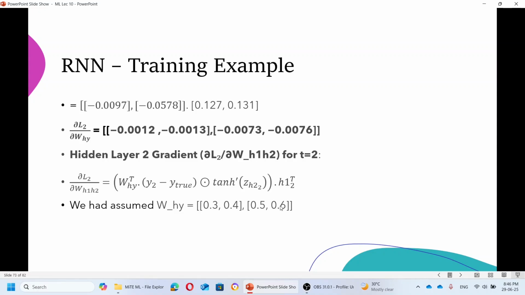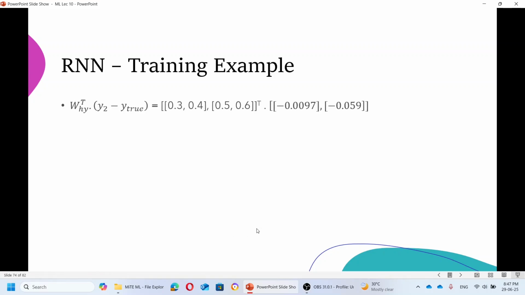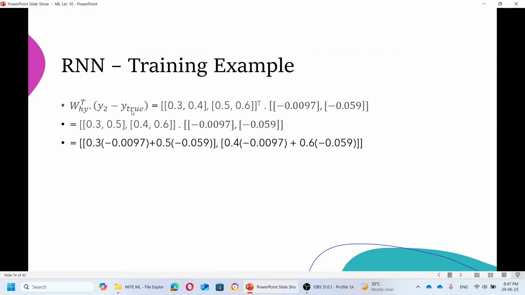We are training the values of weights, so we have to use the current values that we had assumed. So this is the assumed value of the weight, and we simply multiply by Y2 minus Y true. As I told you, this T is for the transpose, so this is the transpose of 0.3, 0.4, 0.5, 0.6. After taking the transpose, we got 0.3, 0.5 and 0.4, 0.6, and then we multiplied this by Y2 minus Y true.